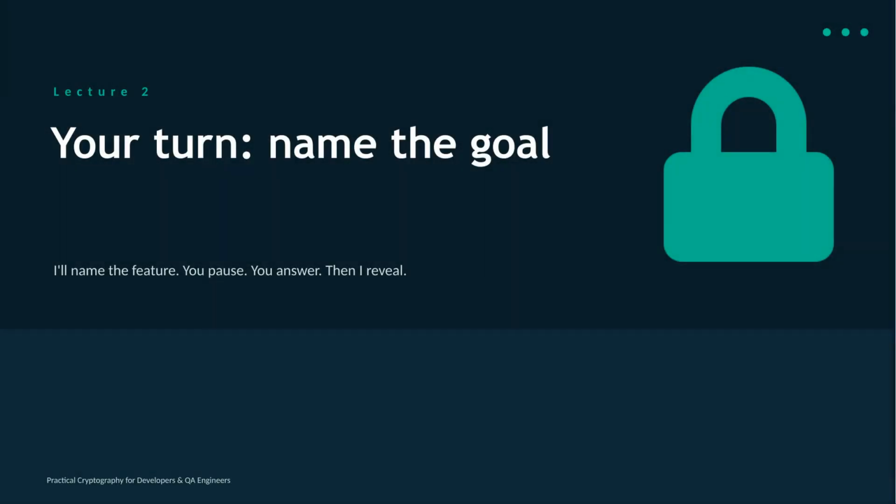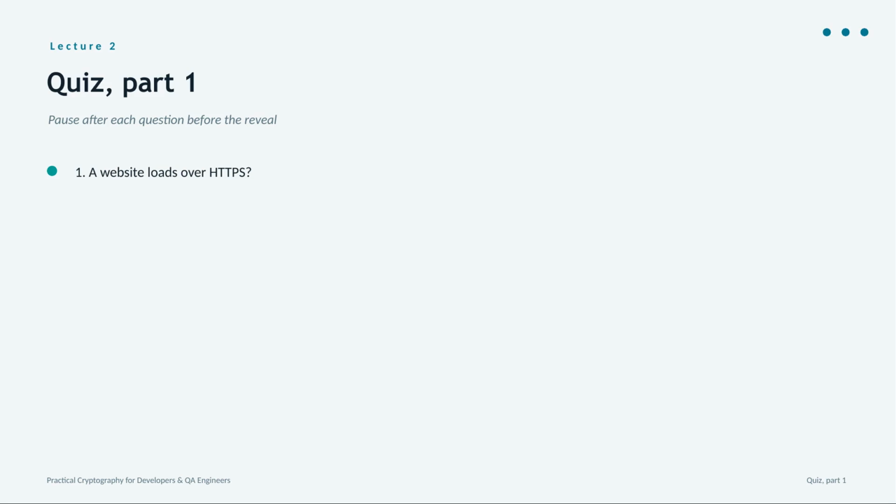Okay, here's where you start doing the work. I'm going to give you real features, and your job is to name the security goal or goals behind each one. Pause the video, say your answer out loud or write it down, then play to check it. The whole point of this course is to make sure that you can actually do it yourself. So, if you're ready, this is how it works. I'll name a feature, you pause, you answer it, and then I reveal it. Now let's begin. First one.